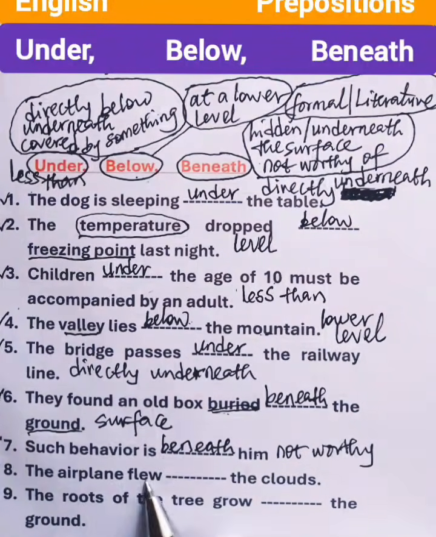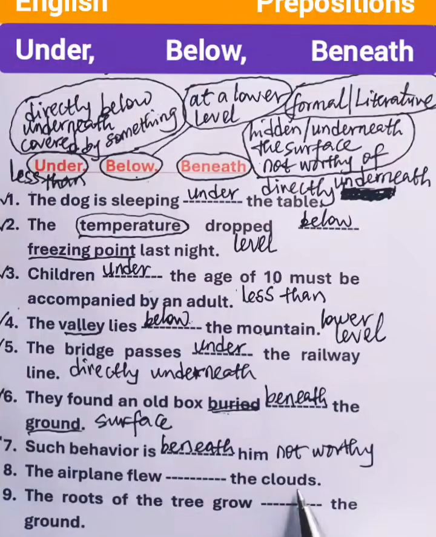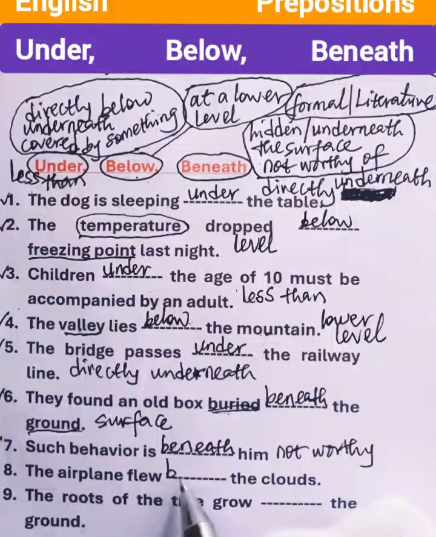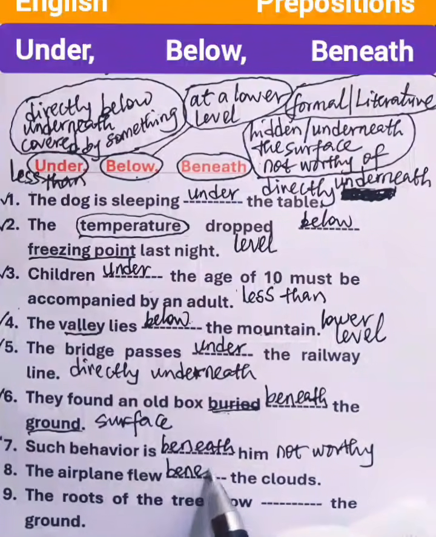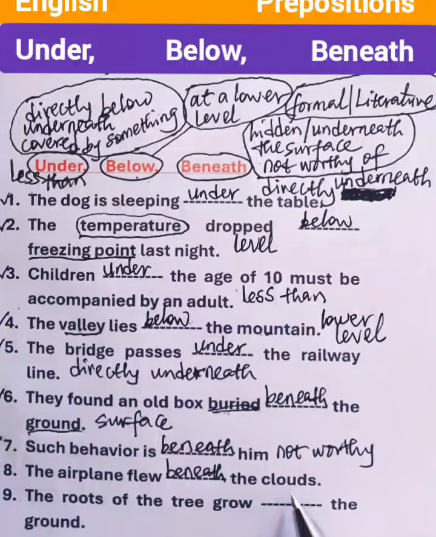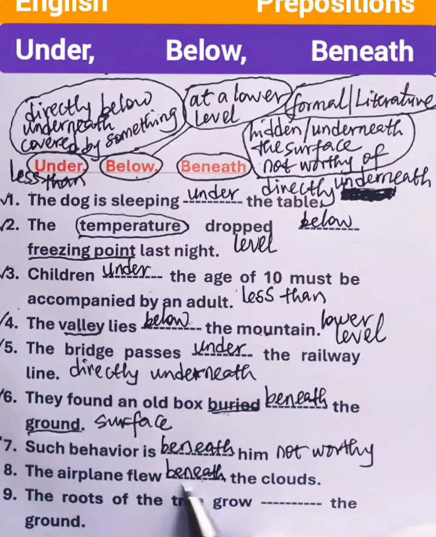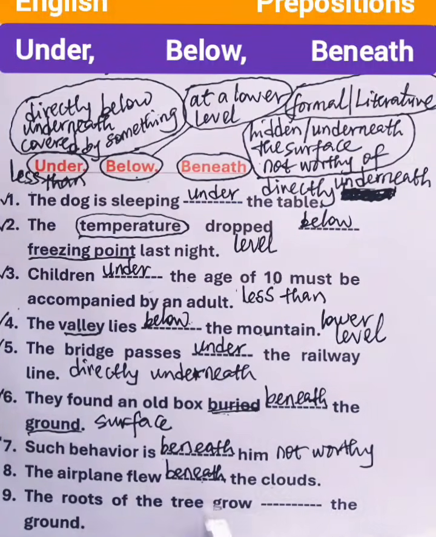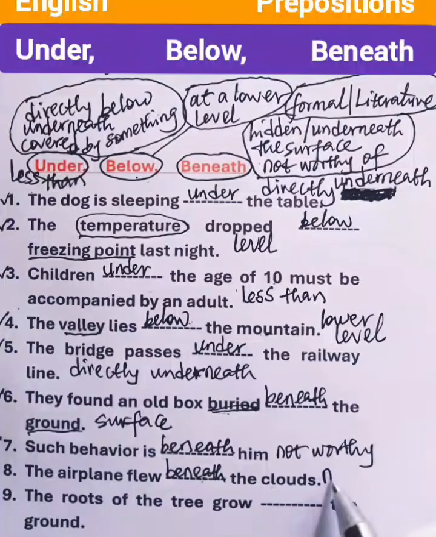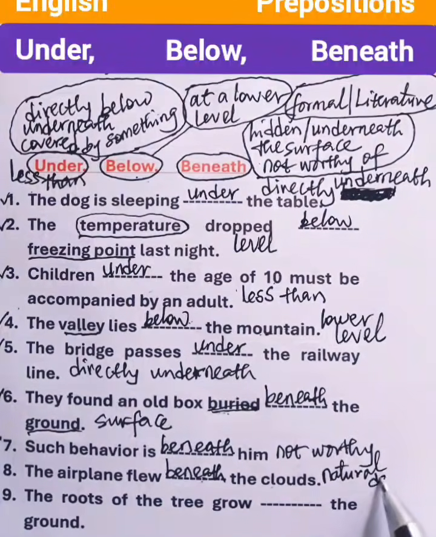Next is number 8. The airplane flew blank the clouds. Beneath the clouds. Using beneath here gives a natural description of the plane flying below the cloud layers. Okay? So this is giving a natural description.